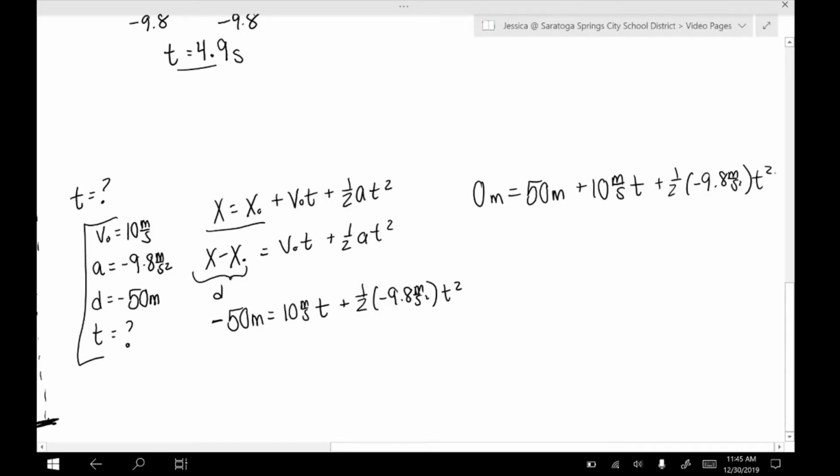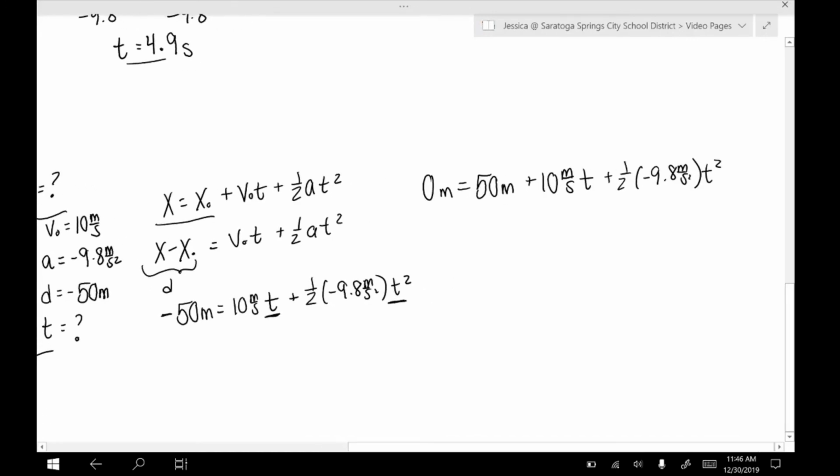Okay. Now, you'll notice that we have a t and a t squared, which makes life a little bit complicated because now we need to apply the quadratic formula. In order to apply the quadratic formula, we need our equation to equal 0. So if we add 50 to both sides, we end up with this equation here. Now, usually when we have the quadratic formula, we have it in ax squared plus bx plus c format.